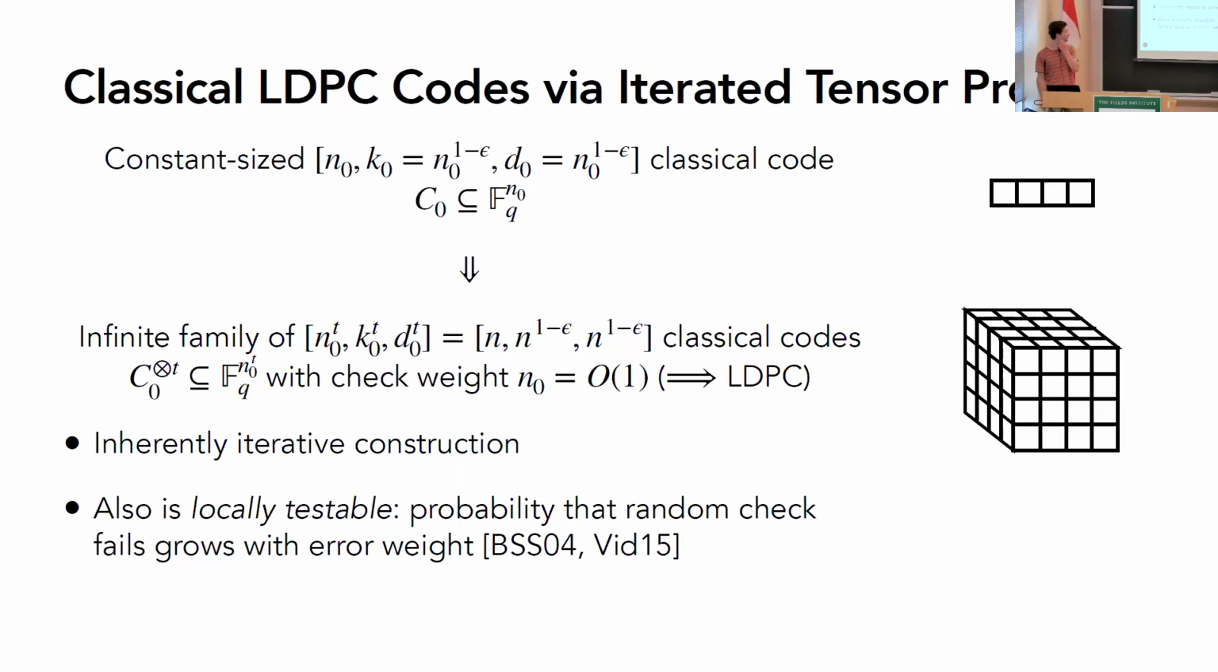So hopefully this shows that classical tensor codes behave really nicely, and also it's fairly simple to construct them.